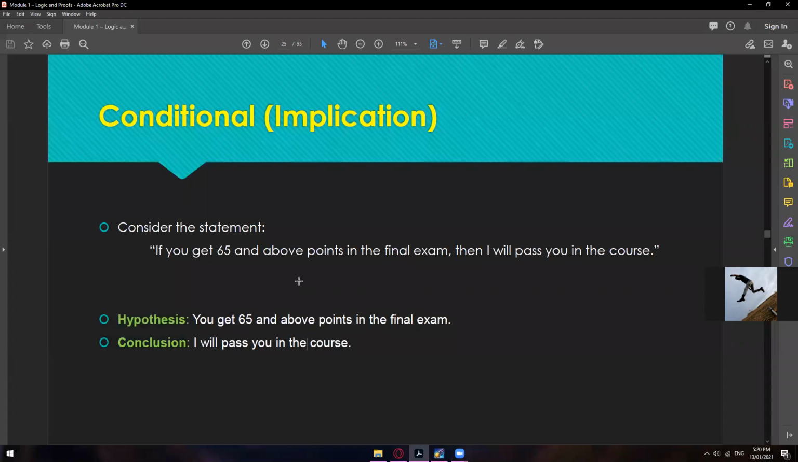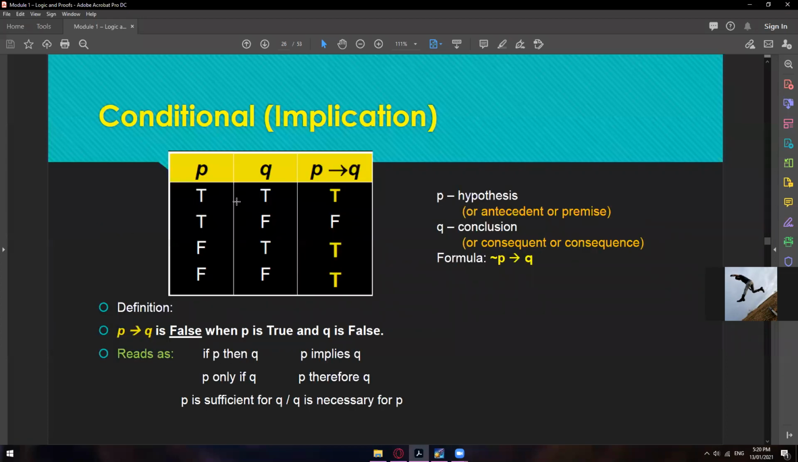Okay. So moving on, we have here the truth table of conditional. Okay. So again, we have two statements, and then if you combine them using conditional, here are their results. So for true and true, we have a result of true. For true and false, we have a result of false. False and true, we have true. False and false, we have true. Okay.